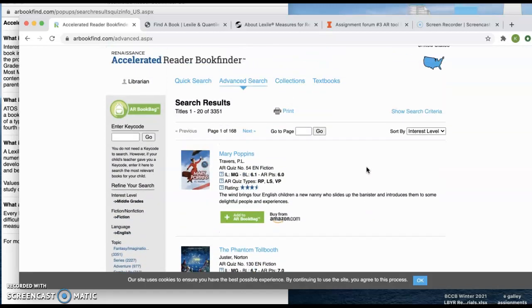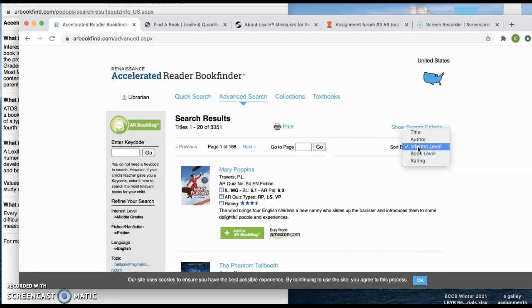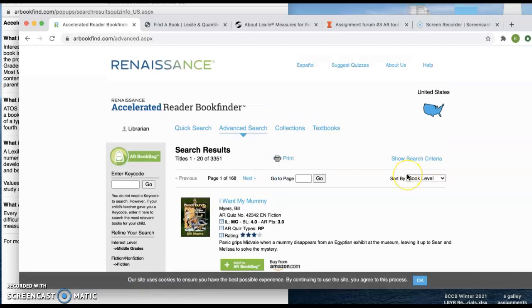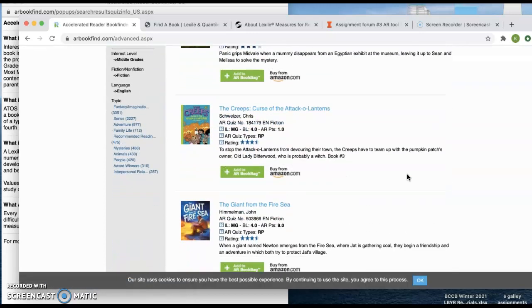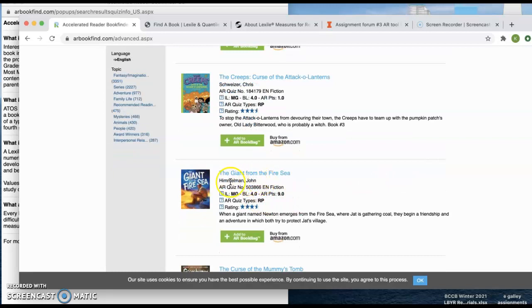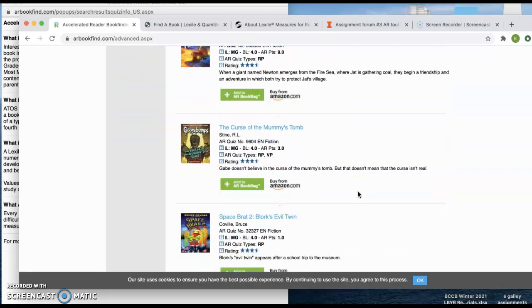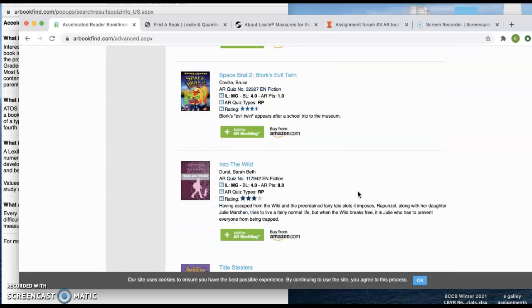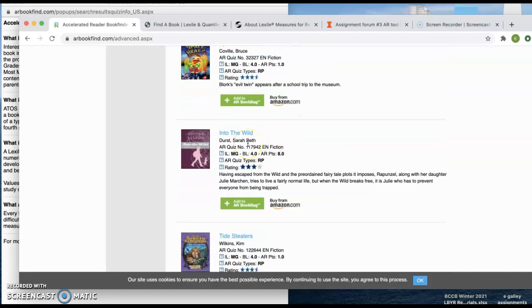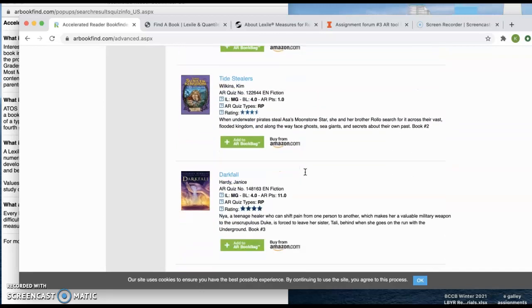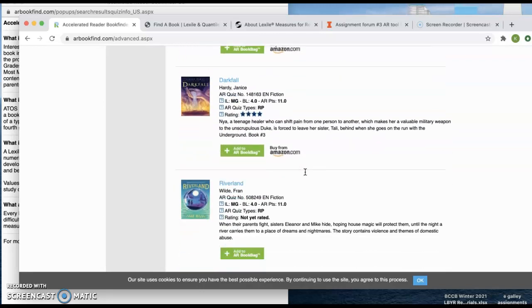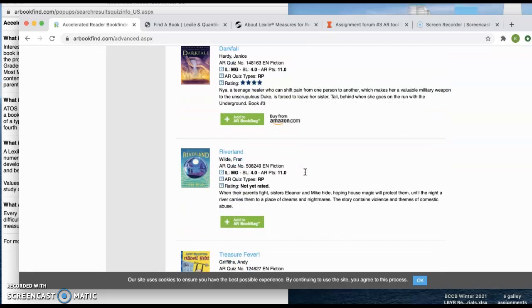So now I'm going to go back up, and I'm going to say, let's see, can I maybe go by book level and see what comes up there. I Want My Mummy, maybe. The Creeps, The Curse, maybe. The Giant from the Fire Sea by John Himmelman. That could definitely do. It falls at a 4.0, but he might be able to handle it. There's some Goosebumps there. Into the Wild is great, and I think would probably fall near that. Darkfall, similarly. Ooh, Riverland is really good.